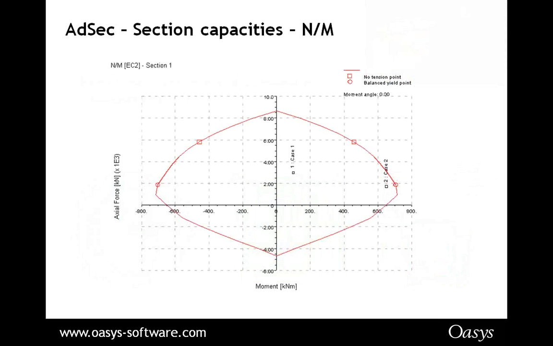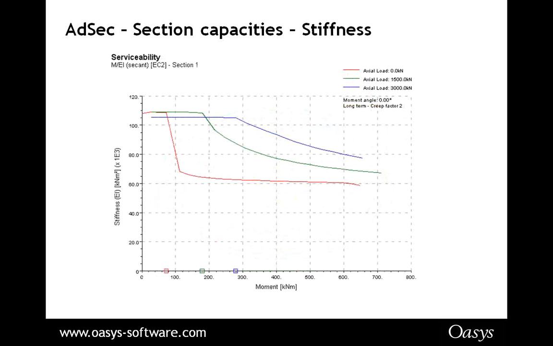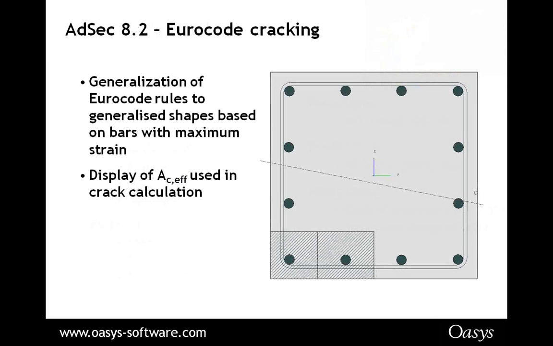What Adsec will give you is section capacities for your reinforcement and so on. It gives you moment charts for various axial loads, and it gives you the section stiffnesses as well, which you can then feed back into Frew. We have a wide number of design codes: European, American, Australian, Hong Kong, British, and Indian. We've recently added additional Australian, American and Euro codes, and as part of the Euro codes, for example, you can now do concrete cracking to Euro codes.